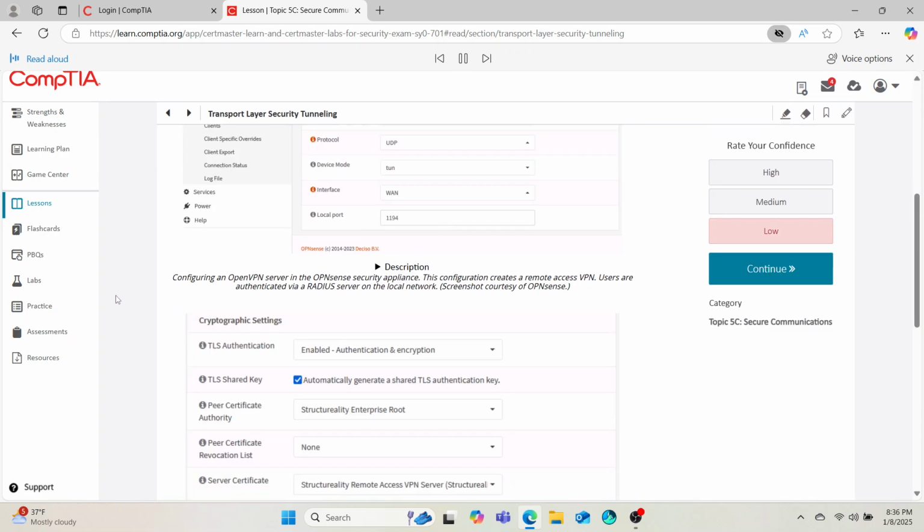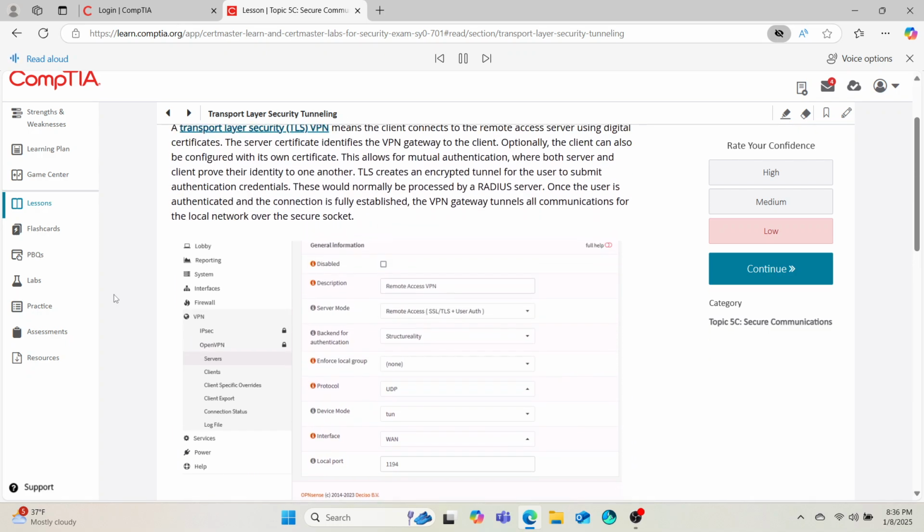Description. The server's option under the suboption OpenVPN, which is under the VPN, is selected from the left menu. The right pane is titled General Information. The fields are as follows: Disabled, blank checkbox. Description: Remote Access VPN Server Mode. Remote Access, SSL/TLS plus user auth. Backend for authentication. Enforce local group, none. Protocol, UDP. Device mode, TUN. Interface, WAN. Local port, 1194.